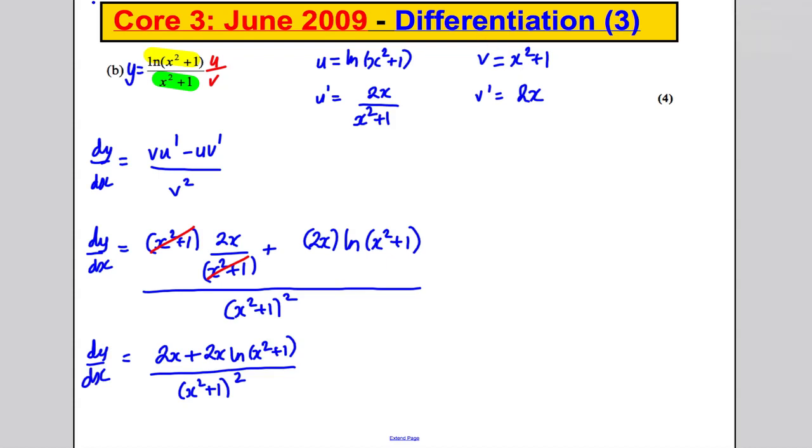Just notice the tiny mistake I've made. In the formula, it's a subtract. That should have been a subtract. That should have been a subtract. Just made a small mistake there. That was a subtract and that was a subtract, because the quotient rule is vu dash subtract uv dash over v squared. I was adding them incorrectly. And that's our final answer.